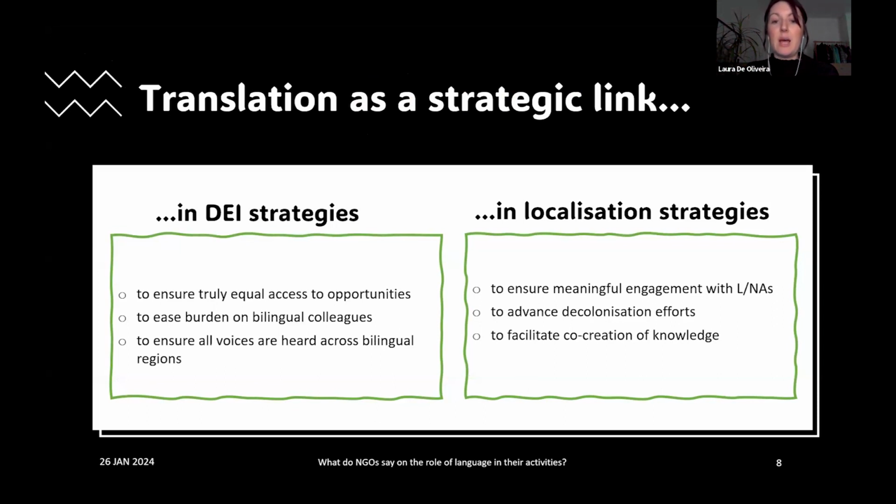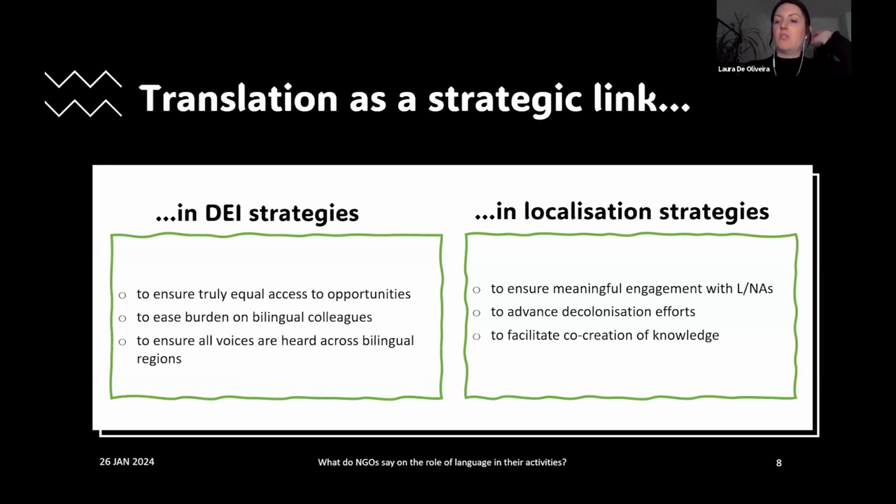And certainly at Save the Children, we're actively working to make that the case, because historically, as we've heard earlier in the day, language and translation is marginalized, and I do think that is still the case in certain areas. So again, we can't rest on our laurels. I certainly can't anyway. So yes, translation is a strategic link in DEI strategies. I think it should play an integral role if we are to truly ensure equal access to opportunities.